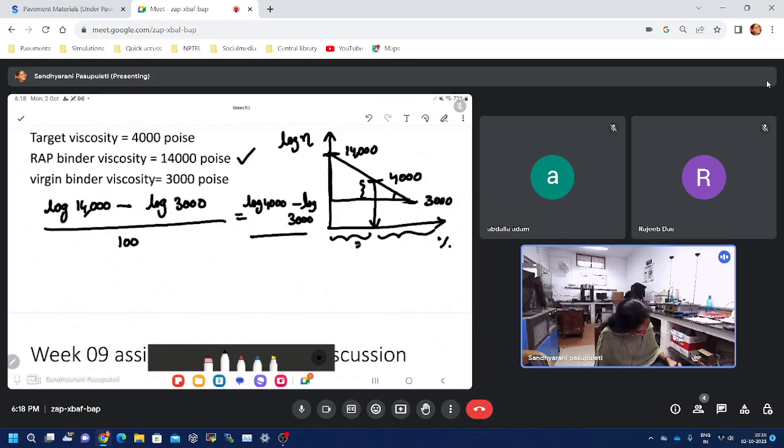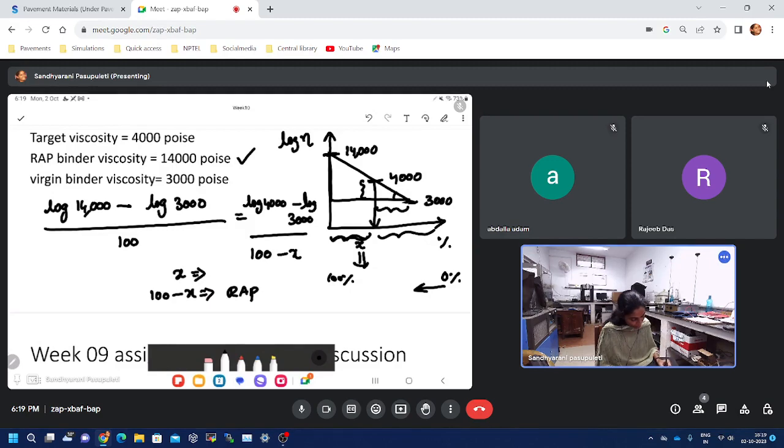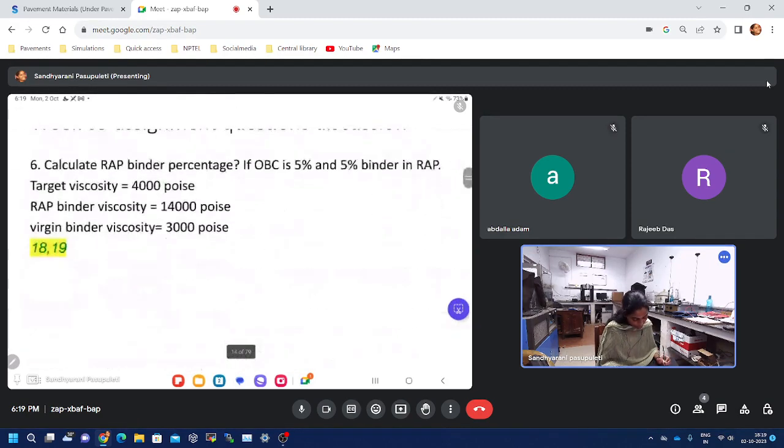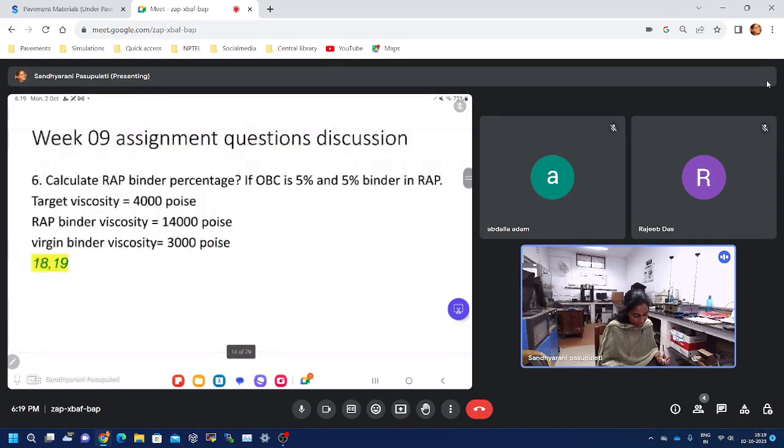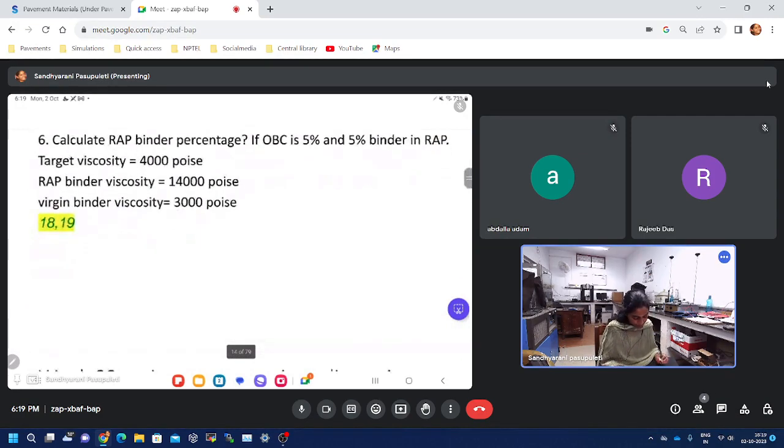Let us imagine this as x. Then how much this will be? 100 minus x. So if we calculate x here, whatever x we get is the aggregate percentage. Because wrap aggregate is 100 here, 0 here. So if I get x, then 100 minus x would be our wrap percentage. They have given the range 18, 19, but you will get in between.